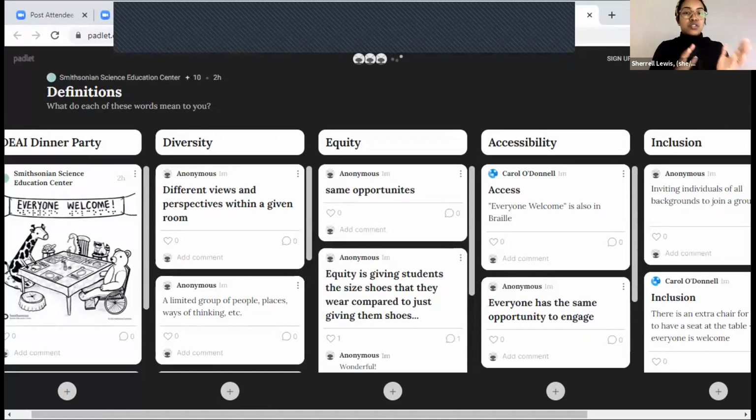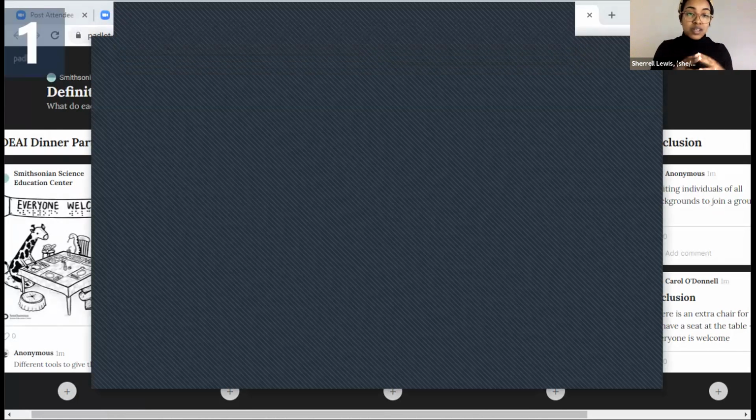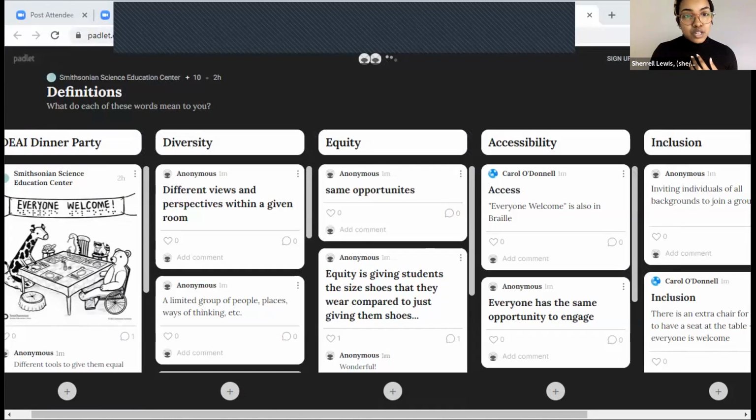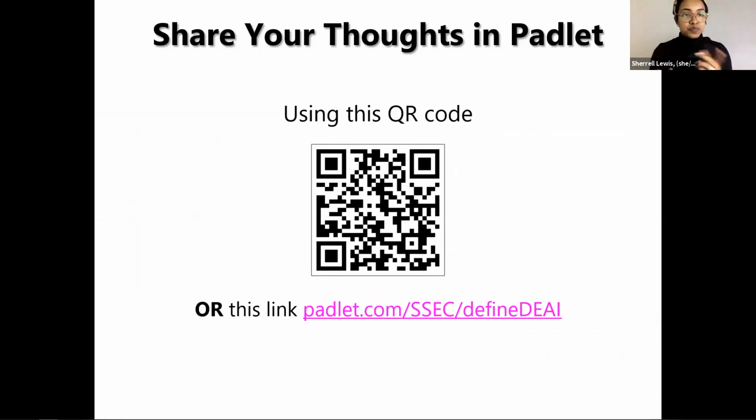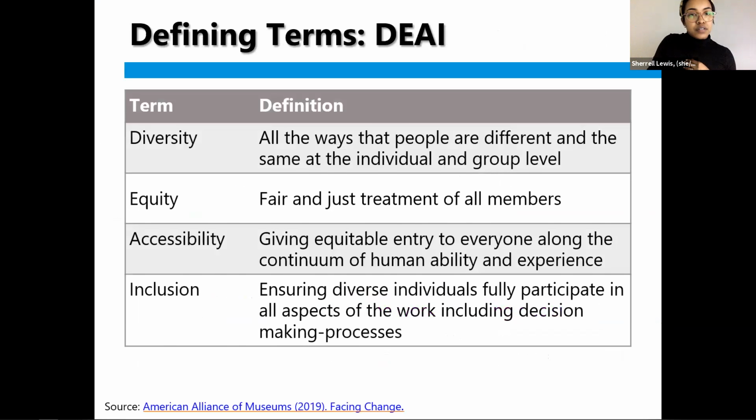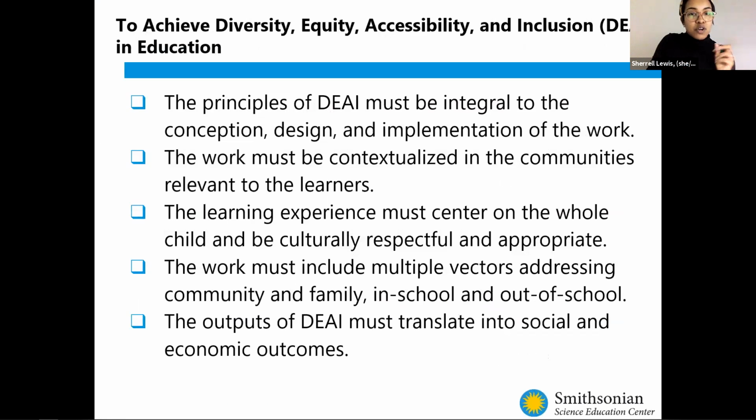All right. So, well, thank you for participating in that. I really appreciate that. I hope you appreciate this visual as well as a way to help you define the terms diversity, equity, accessibility, and inclusion. So we'll keep moving forward. Oh, go back one more.